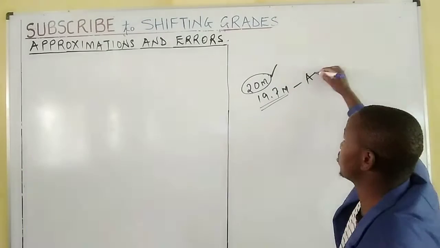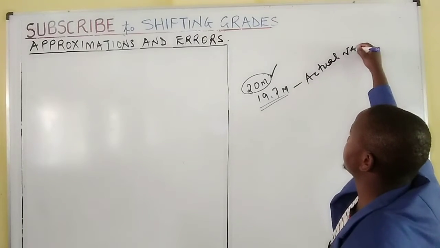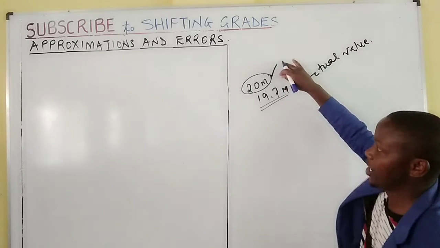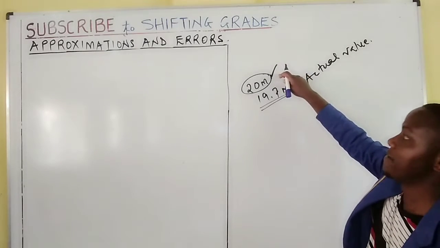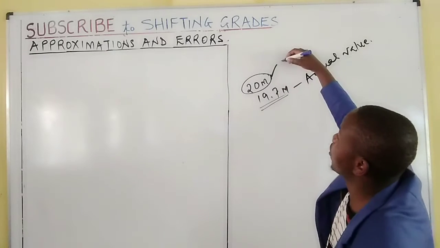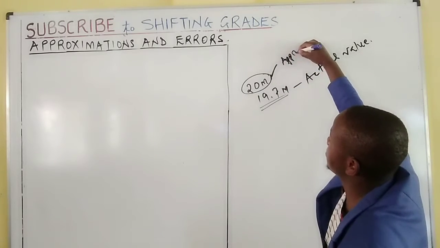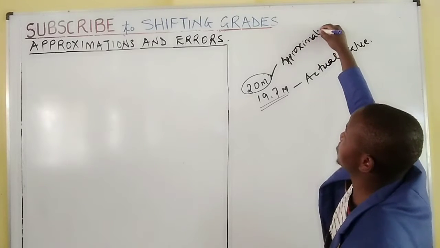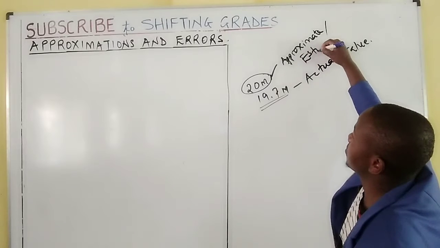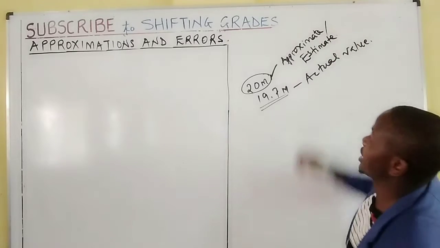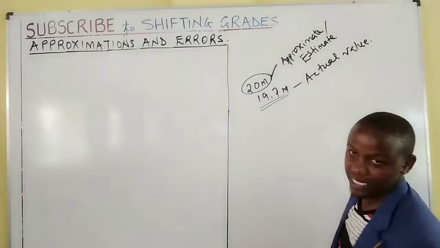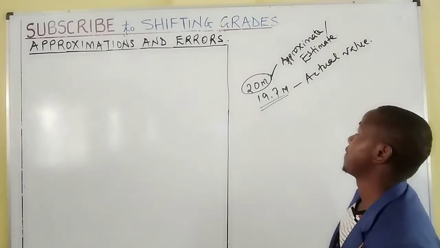So if this is the actual value or actual quantity, the value which had been stated, very close but different from the actual value, we call an approximate. This is an approximate value. Some other times it's called an estimate. So you say you have approximated or estimated.